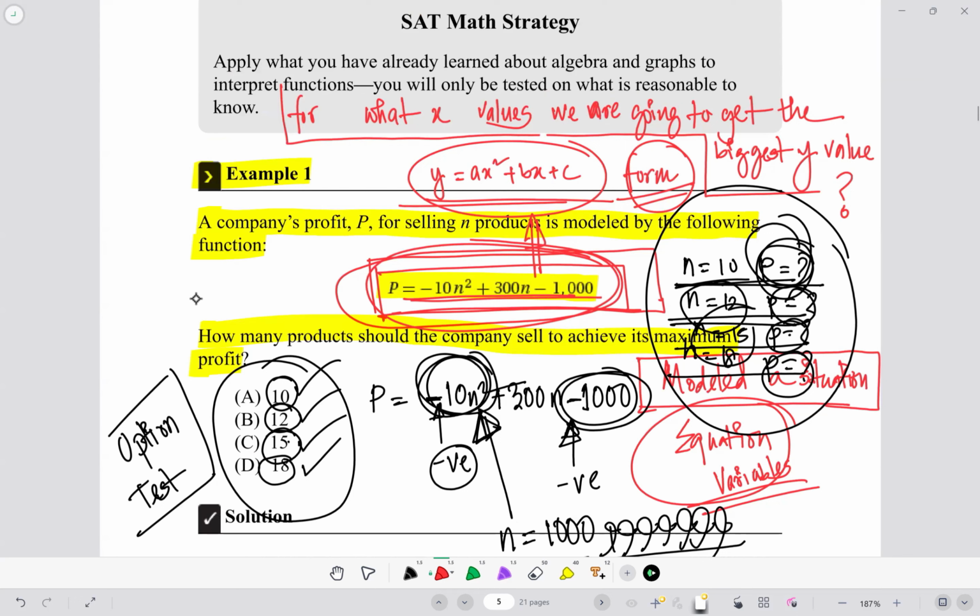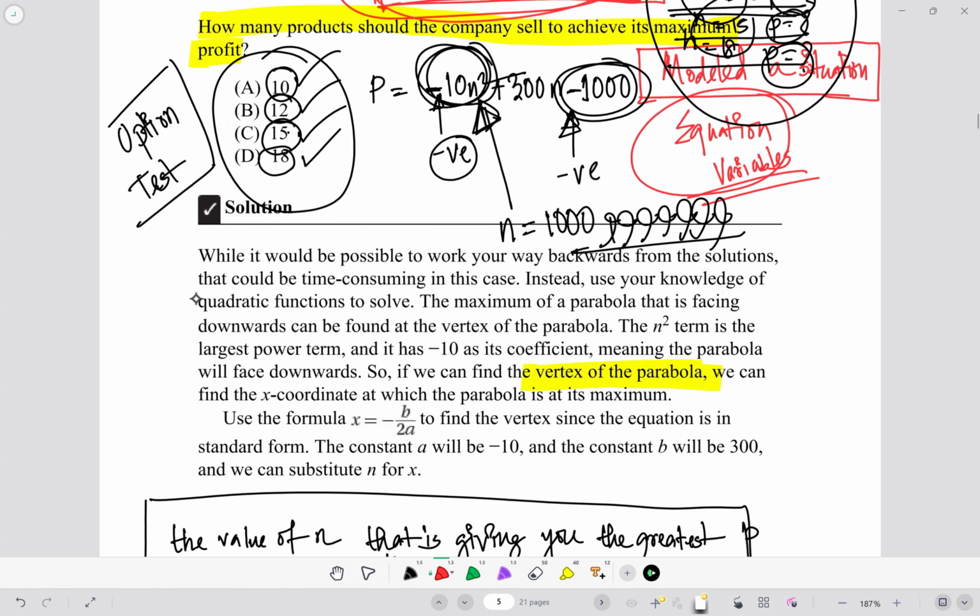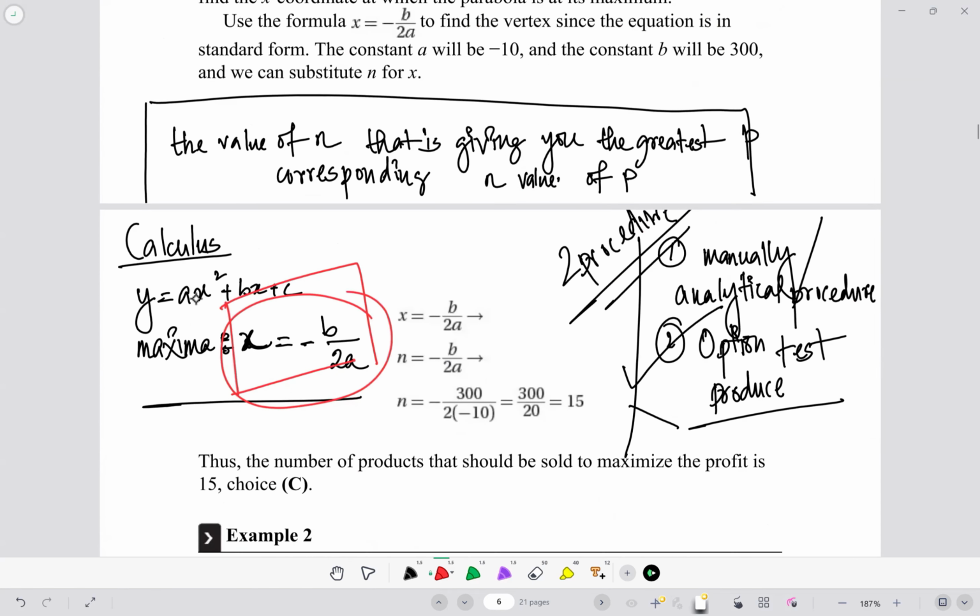Y equals ax squared plus bx plus c is an equation, and for what x values are we going to get the biggest y value? What is the value of x? The value of x is equal to minus b by 2a. So that would be negative 300 over 2 times negative 10, exactly negative 300 divided by 2 negative 10. Okay, that is it.